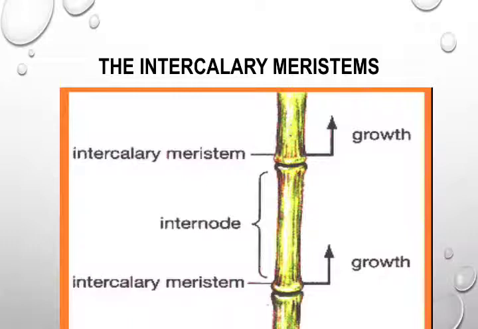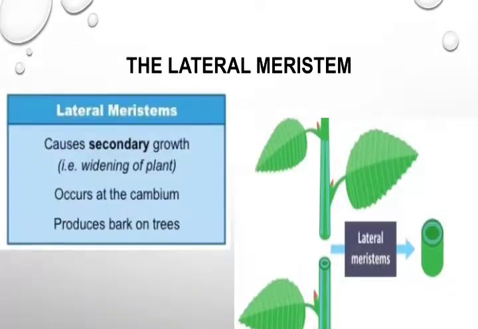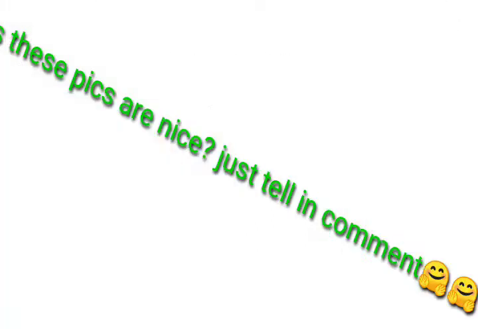Now let's see intercalary meristem. These are present at the base of the leaves or internodes on either side of the node of twigs. It helps in longitudinal growth, elongation of plants. Now let's see lateral meristem, cambium. These are present on the lateral sides of stem and roots. It helps in increasing the girth of stem or root.